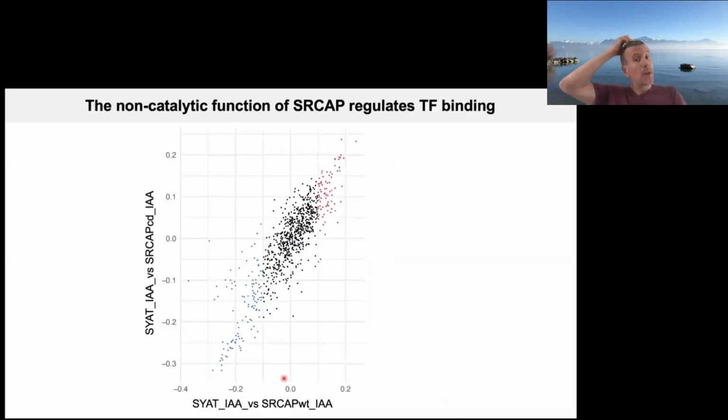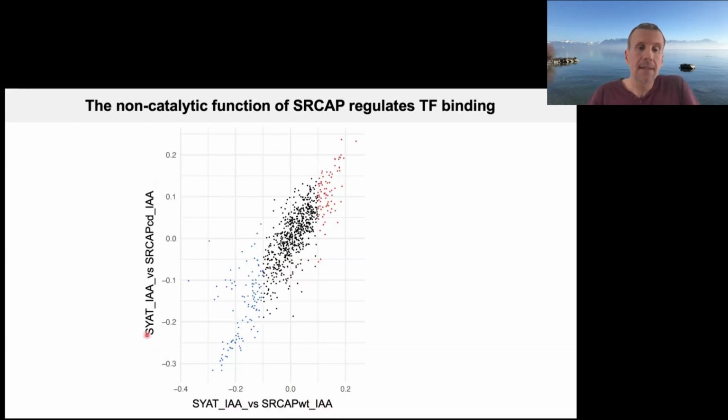Okay, so what about changes in transcription factor binding? So the way I'm showing this analysis here is the following. Here, each dot you see is a transcription factor footprint, and we are correlating two different comparisons of these footprints. On the x-axis, you have the original cell line that is treated with auxin, so that is depleted of SRCAP and is also depleted of H2A.Z. And we compare this to the rescue with the SRCAP wild type. So we restore SRCAP levels, but also H2A.Z levels.